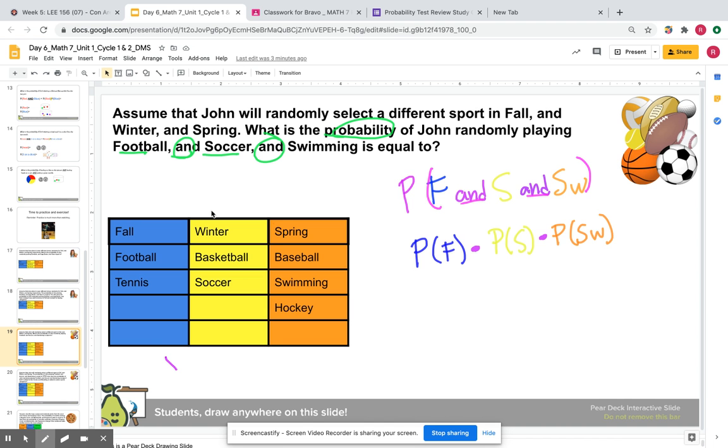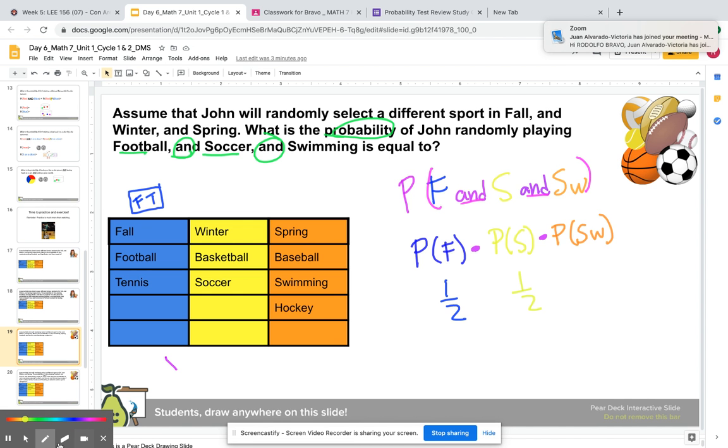SW for swimming. Like I told you guys, just imagine a little box for each of these sports. This is a little box for fall. We have F for football, T for tennis. So what is the probability of selecting football for that? This one is actually 1/2. Then we look at the other one too. It's 1/2 again. And then for spring, the probability of selecting swimming is 1/2.